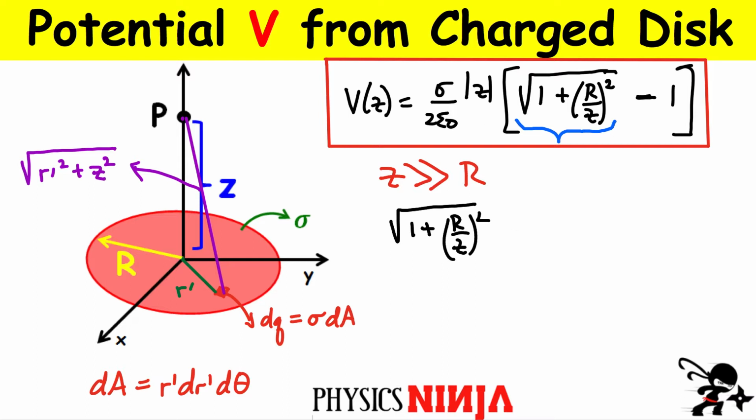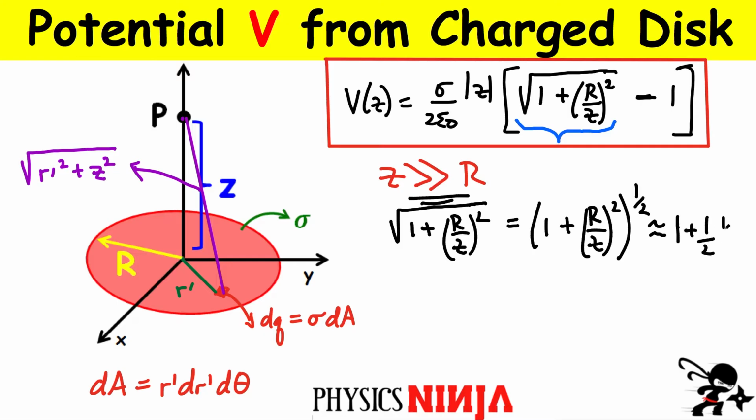There's one extra step first. Some people might not know this. This is just using a binomial expansion. Let me just write it as 1 plus r over z, again, this term here is squared, and this is really to the 1/2. And in the limit of z much bigger than r, this becomes approximately equal to 1 plus 1/2 (r over z) squared. Now there are higher order terms, but we're just going to keep those terms.